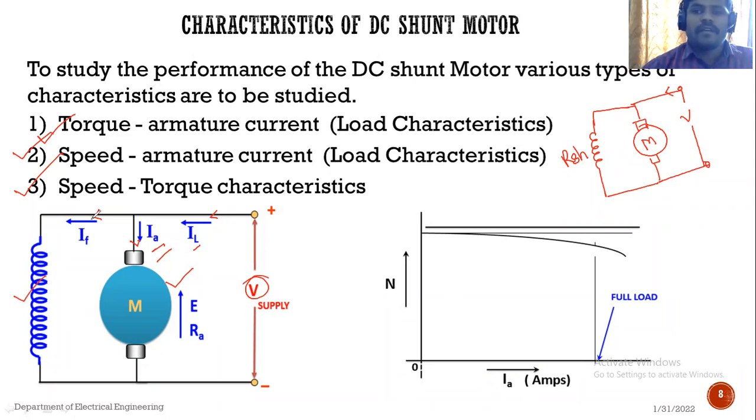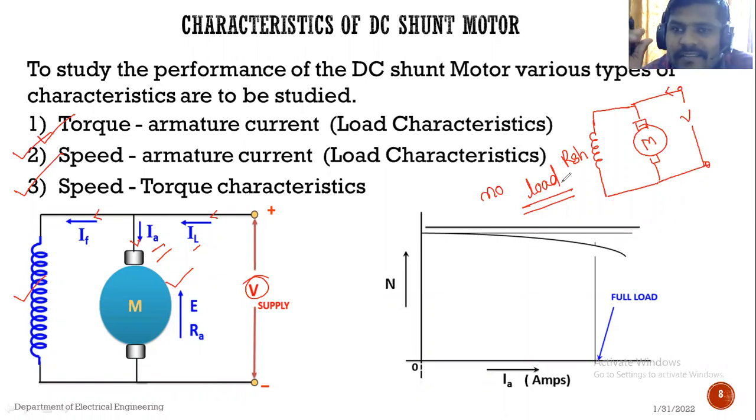Okay, see what will happen when the armature current of the motor increases. Normally the DC shunt motor will be running at constant speed when it runs on no load condition. When the motor is running on no load condition, we have performed the practical also, at that situation it will be running at a constant speed.